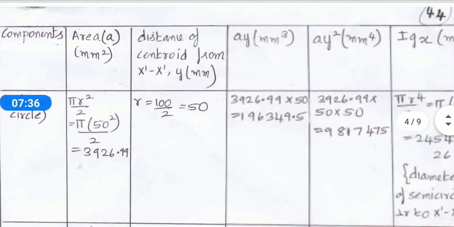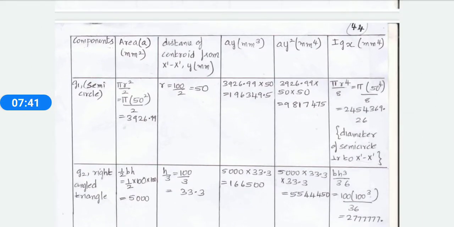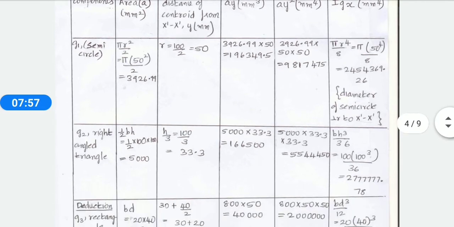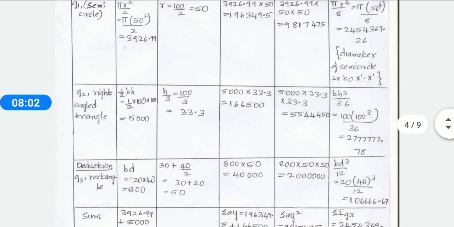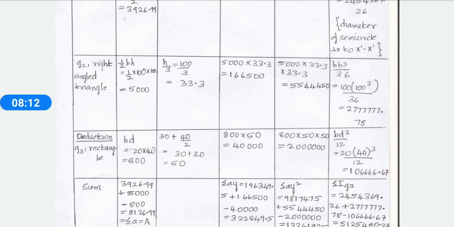So after getting your y, substitute in the ay formula and get your ay value. Then substitute in ay square and get your ay square. Then you need to find your I of gx. I of gx is a common formula which is already given in a table. For semicircle, it is equal to pi r power 4 divided by 8. For right angle triangle, it is equal to bh cube divided by 36. And for rectangle, we know it is bd cube divided by 12. After substituting all the values, find the summation. While doing the summation, you should minus the deduction part.